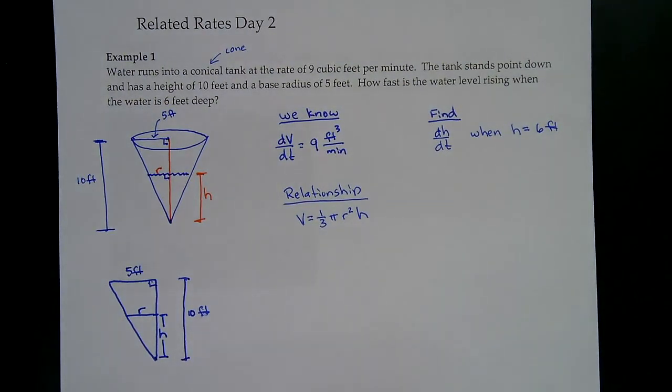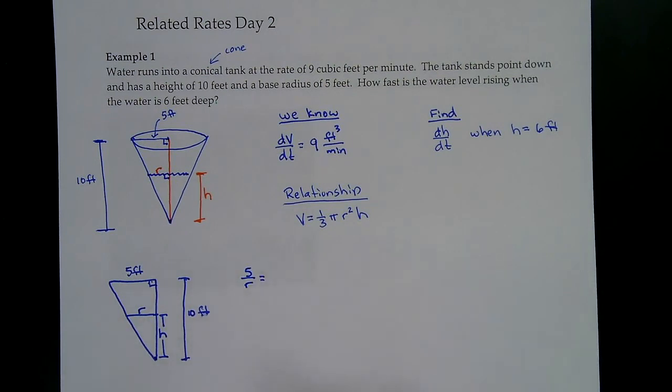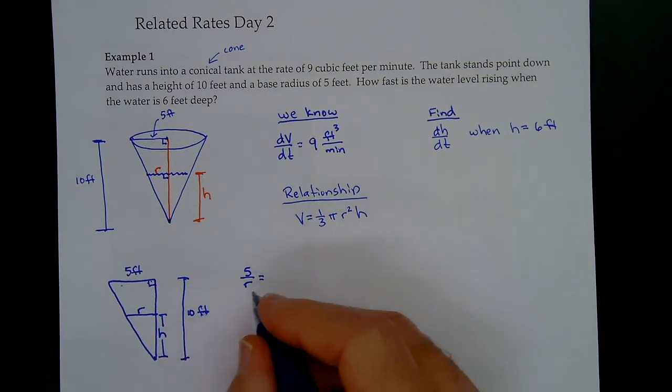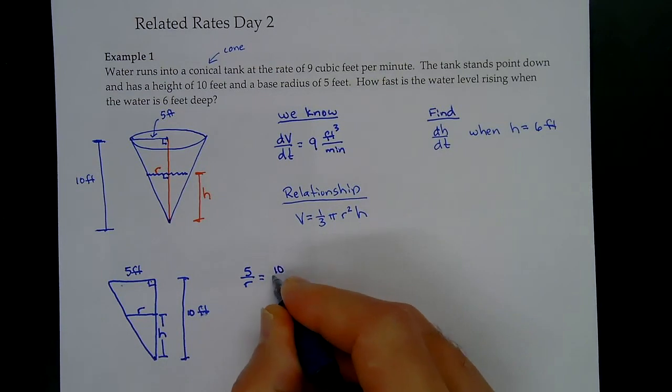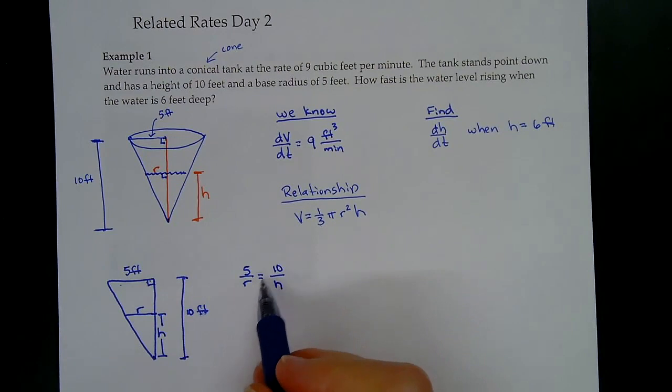Okay, so we can set up a proportion. So 5 is to R, and we're going big to small. So this big side to the corresponding smaller side. So we're going to go the big side 10 to the small h, okay? So 10 is to h. So then we can cross multiply and we get 10r is equal to 5h.